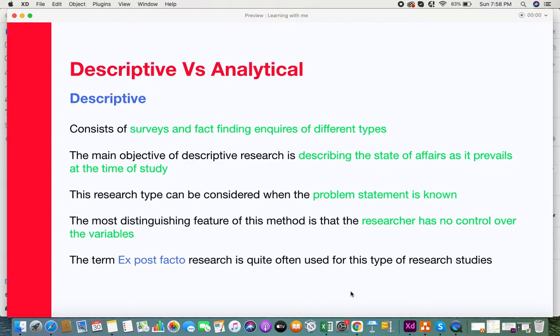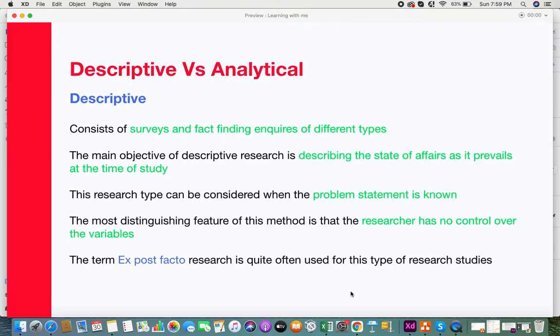The next one is that the main objective of descriptive research is describing the state of affairs as it prevails at the time of study. Taking the example, at the time you are going for your interview, during that time period, you would check out and try to get details about that particular event. You would not do a past study about what happened 20 years back, who took the interview 20 years back, what the interview process was, or what the questions asked were. You would not do that.